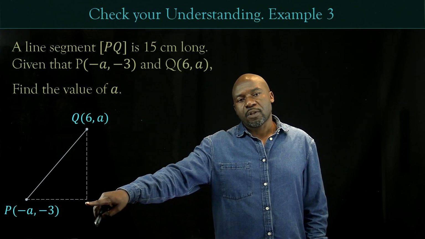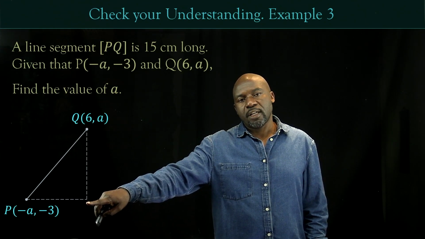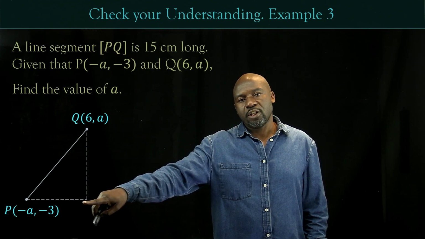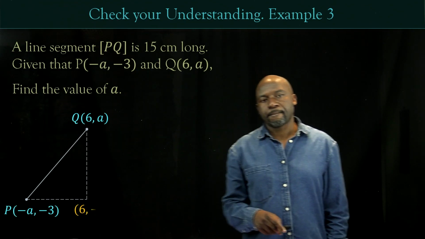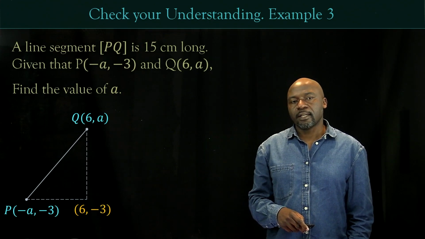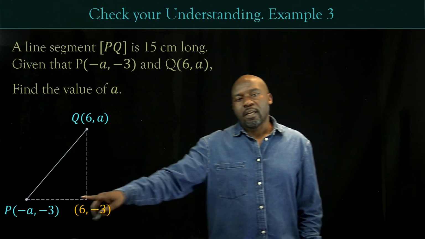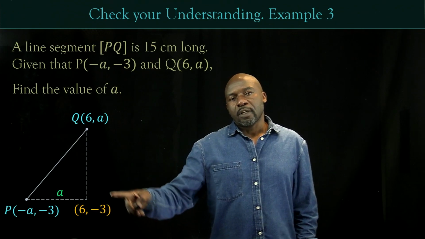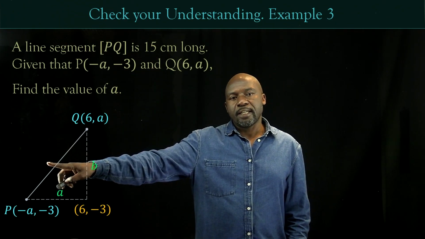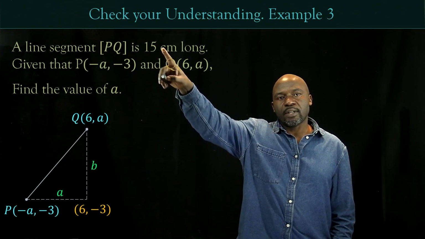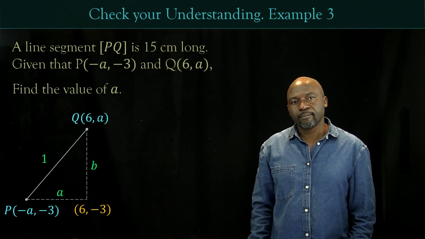Looking at this point, what are the coordinates of this point? The x coordinate must be 6 and the y coordinate must be negative 3. Okay, like that. And therefore, if this side is A and that is B, and our side C, we know what our side C is, it is 15.